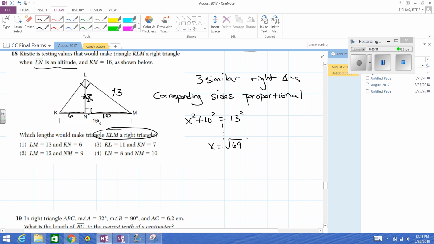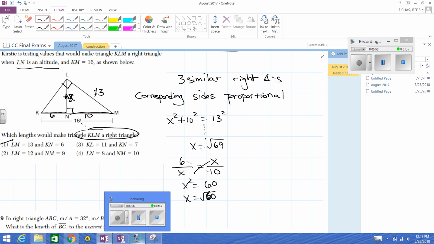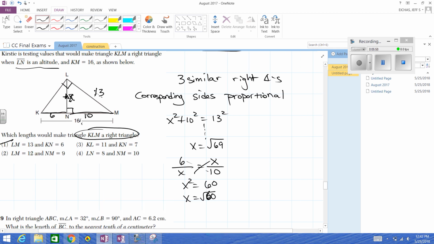Now, this relationship here is 6 is to x as x is to 10. x squared equals, when we cross multiply, 60. That's not going to work. So we know it's not this one. Now we're going to have to go through that whole process, and it wants to know which one's going to work. All right, let's try LM instead.